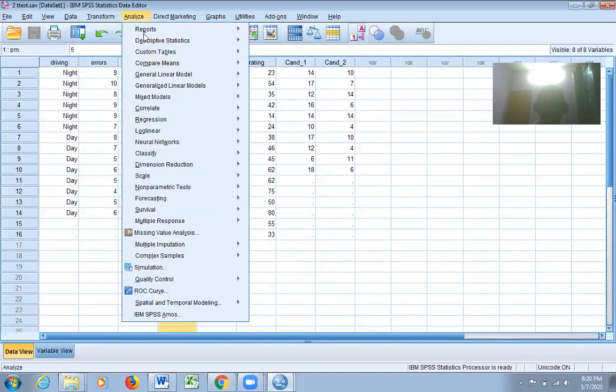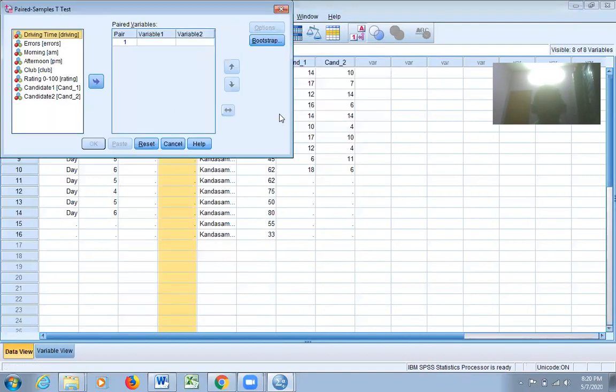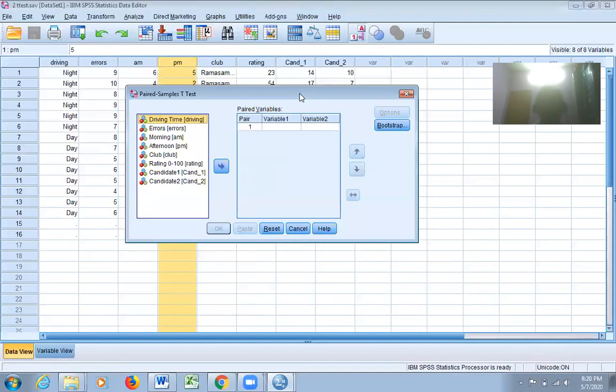Click on Paired-Samples T Test. You get this screen. Here, you need to decide the samples, the two variables which are to be compared. What are the variables to be paired? So here, I select first my pair, morning. You click on this arrow. Just come here under Variable 1. And click on afternoon. Put this arrow, and this is displayed under Variable 2.